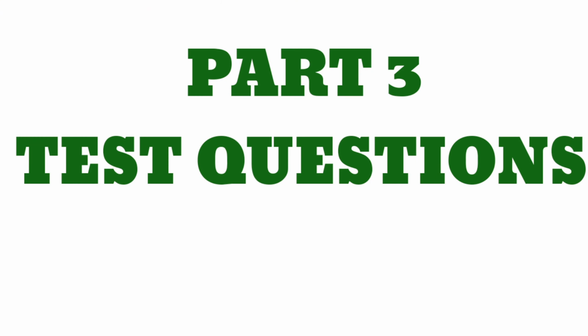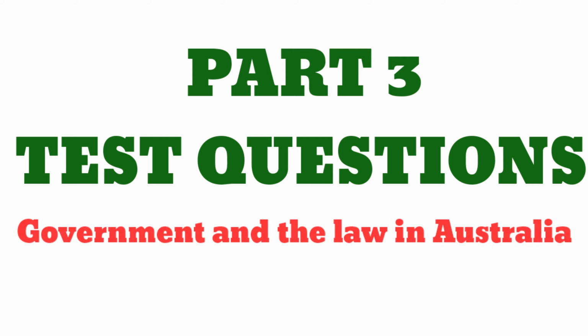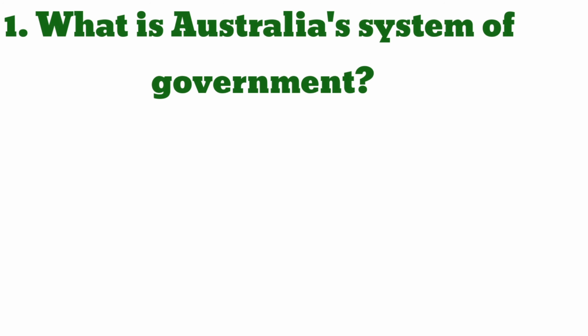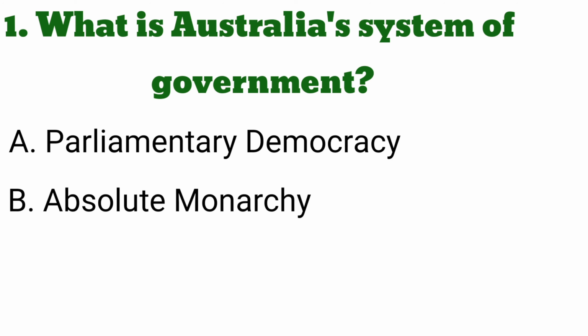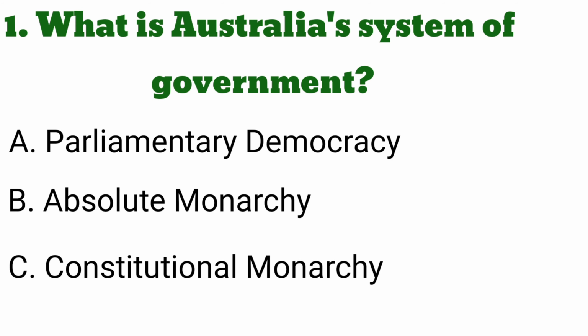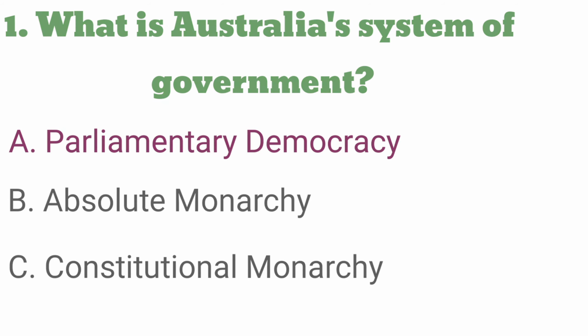Part 3 test questions, which is all about government and the law in Australia. Question number 1. What is Australia's system of government? Letter A, parliamentary democracy. Letter B, absolute monarchy. Letter C, constitutional monarchy. The answer is letter A, parliamentary democracy.